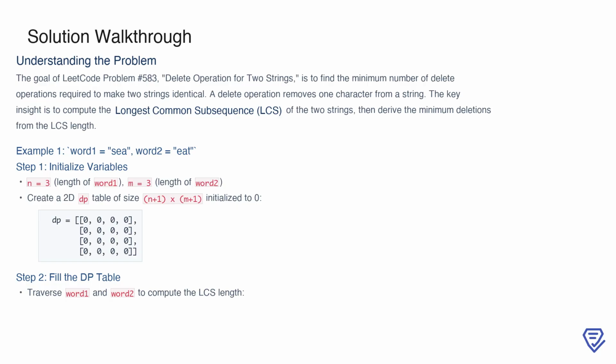The lengths of the two strings, n and m, are both 3. We then create a 2D dynamic programming table, or DP table, of size n + 1 by m + 1, initialized to 0. This table helps us systematically calculate the length of the LCS. At this point, the DP table is just filled with zeros, and our next step is to traverse both strings to populate it based on the matches or mismatches between their characters.